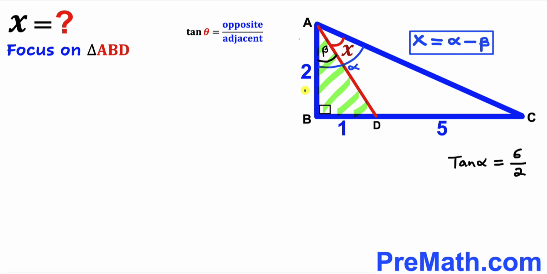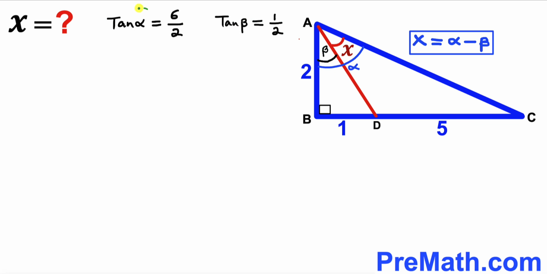And now we are going to focus on this tiny right triangle ABD, and we are going to be using once again the trigonometric ratio tangent of theta equal to opposite divided by the adjacent. So therefore for this angle beta, our opposite side is 1, whereas our adjacent is 2 units. So therefore our tangent of angle beta is going to be equal to 1 divided by 2. So thus we figured out the value of both tangent of alpha and tangent of beta as well. And now we are going to find the value of angle x.